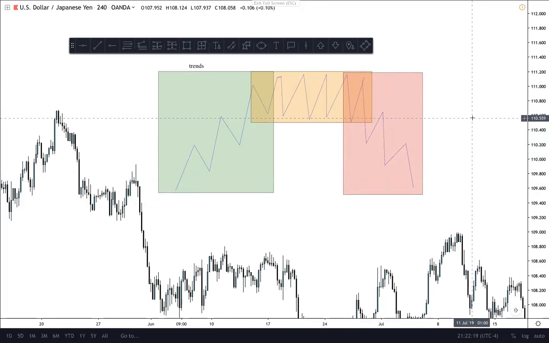Now, before you place any trades, you want to know what phase the market is in. If the market is in an uptrend, then it's better you just look for buys. Even though you might see sell opportunities, they won't last long because this is a game of probability. So you want to have the odds on your side, right?